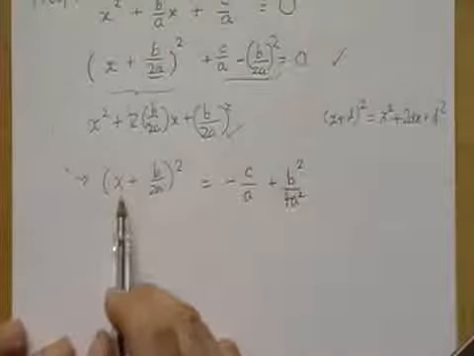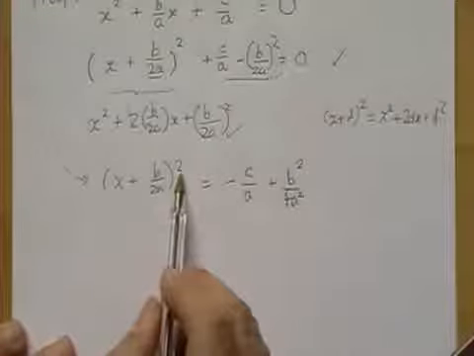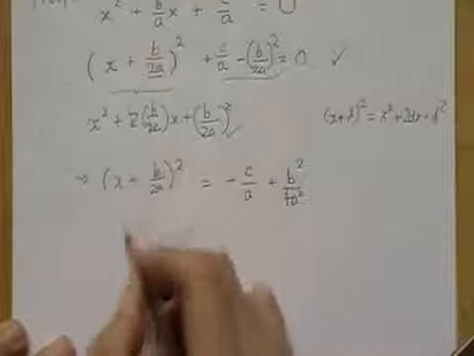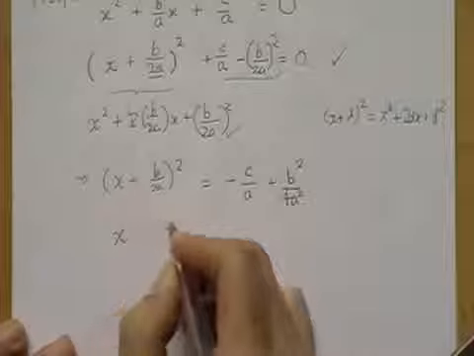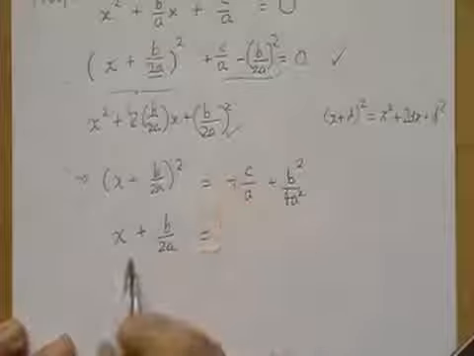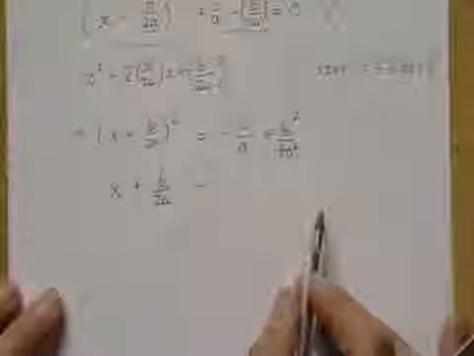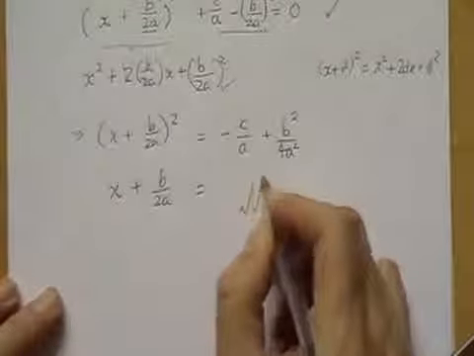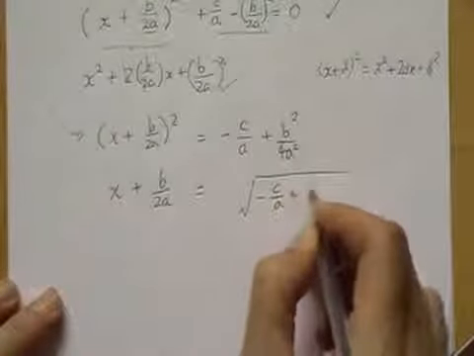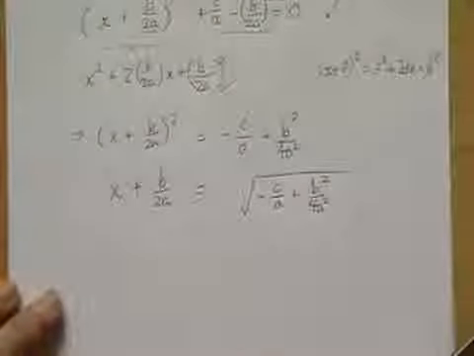Now, in the next step, I can then take the square root of this. Remember that we want to solve for x. I need to simplify this. If I now take the square root of this, on the left side, it's just x plus b over 2a. And on the right side, I would have the square root of minus c over a plus b squared over 4a squared.